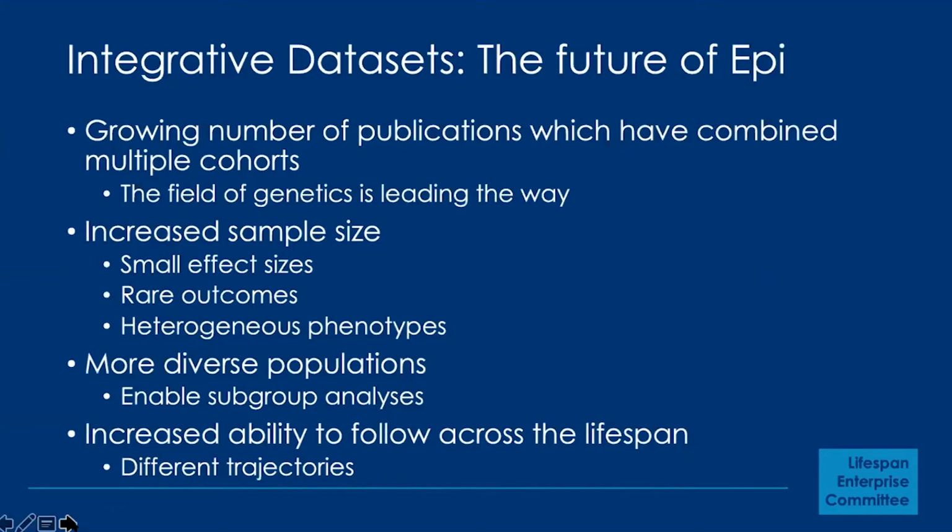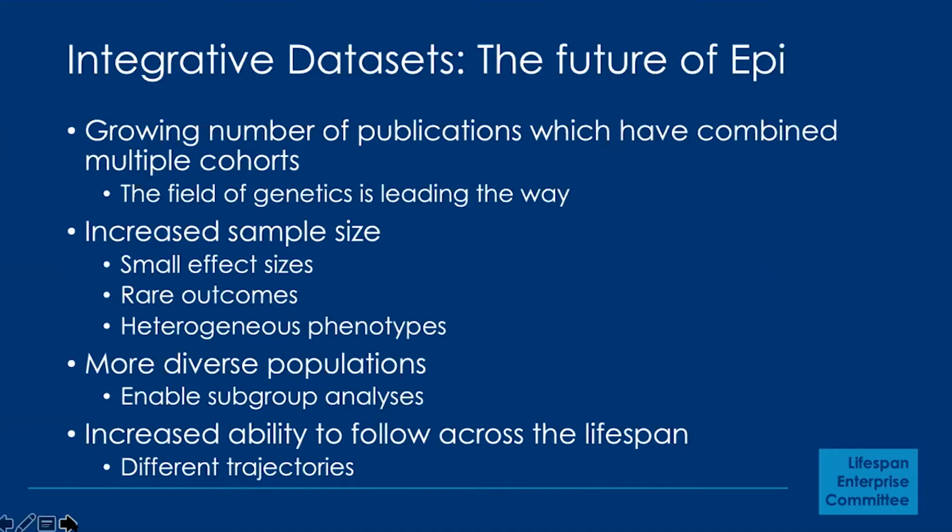So to start off, first, I'm going to talk about pooling and harmonization. And I would start off by saying that integrative data sets are really the future of EPI. This is really where we're going. And I'm sure you're all aware that there have been a growing number of publications which are combining multiple cohorts or bringing together multiple samples. As Dr. Denny mentioned, the field of genetics has really been leading the way in this. And that's partially because there are some key advantages to these pooling studies.